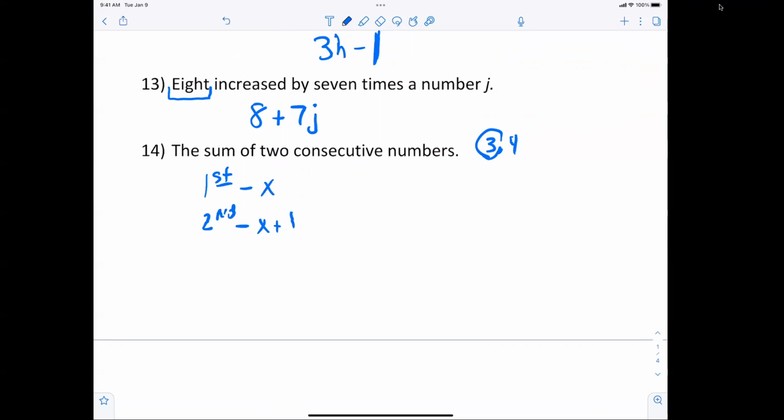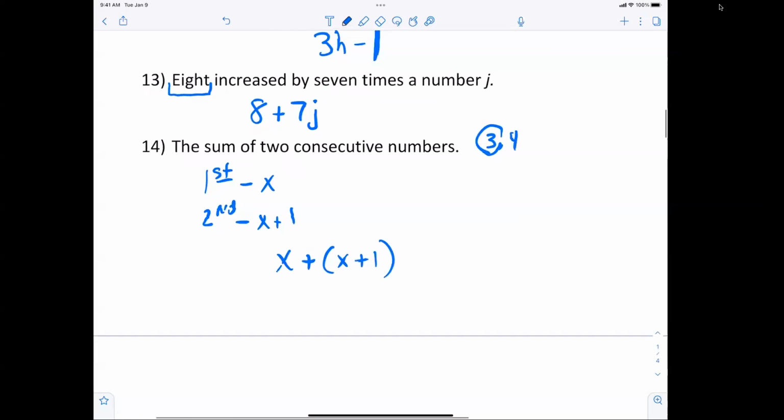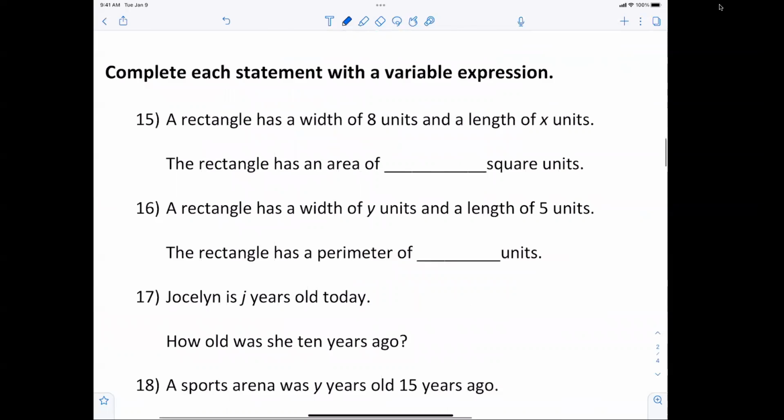X plus parentheses X plus 1. Yes, you can do that. But technically, I like what you said. Do I really need the parentheses though? No, but I want you to put it there. X represents the first number. X plus 1 represents the second number. All right, that was nice. Let's keep going now.